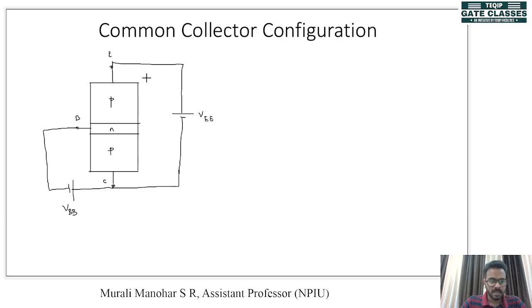Now, you know that emitter current flows here, which is IE, base current flows here, which is IB, and collector current flows here, which is IC. You are now in a position to identify how these currents flow. This common collector configuration is used primarily for impedance matching purposes because it has a high input impedance and a low output impedance.